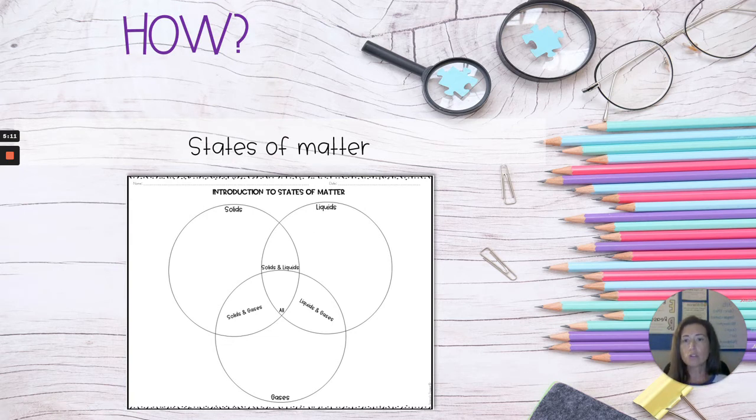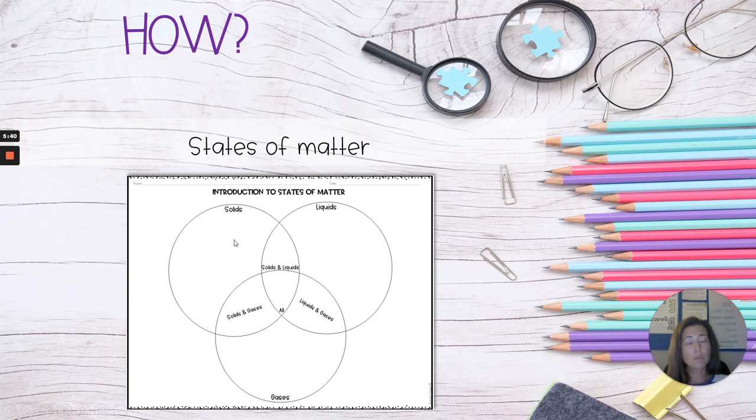But what I do with the students, you can do this either at the beginning of the unit to get them to brainstorm what it is they know about a topic, or you can do this at the end of the unit where you want them to review to show what they know about a topic, or you can do it in the middle of the unit. After you're discussing the different characteristics of a solid, liquid, or gas, you can then have the students show what they know about that by putting the information in each of the areas on here.